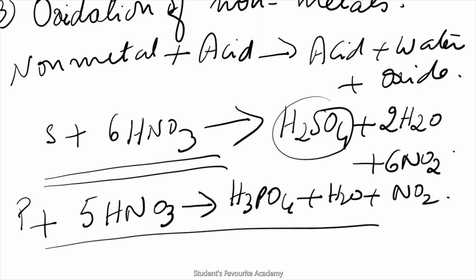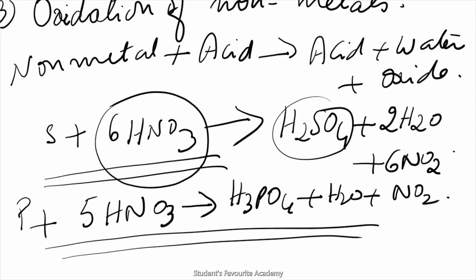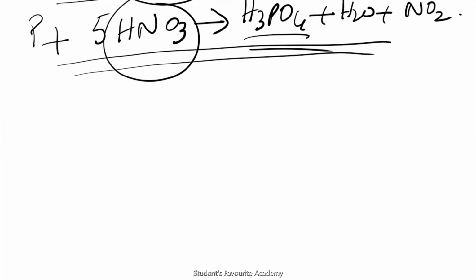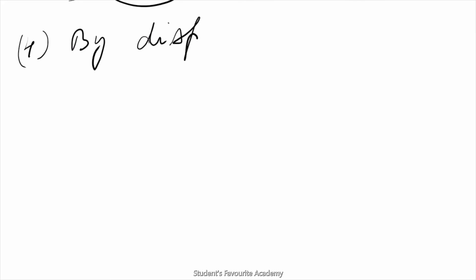They may be asked as write the chemical reaction in which an acid produces another acid. So here nitric acid produces another acid, that is sulfuric acid. Nitric acid produces phosphoric acid. Okay, then the last method of preparation of acids is by displacement.